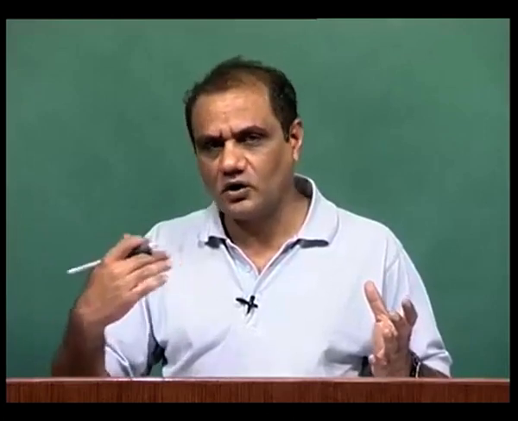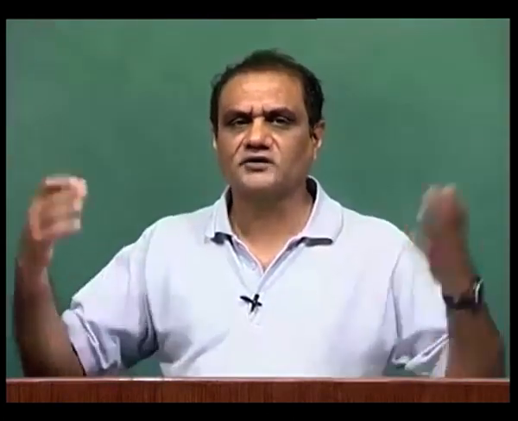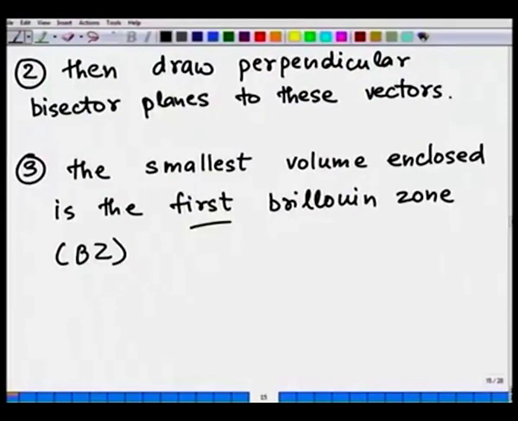Now, if you take the next largest volume which is enclosed by these planes, out of which you remove all the portion of the first Brillouin zone, then whatever is remaining is called the second Brillouin zone, and so on. You can keep developing this idea, but what we will be interested in is only the first Brillouin zone. So, that is the general construction. So, let me show you this construction.